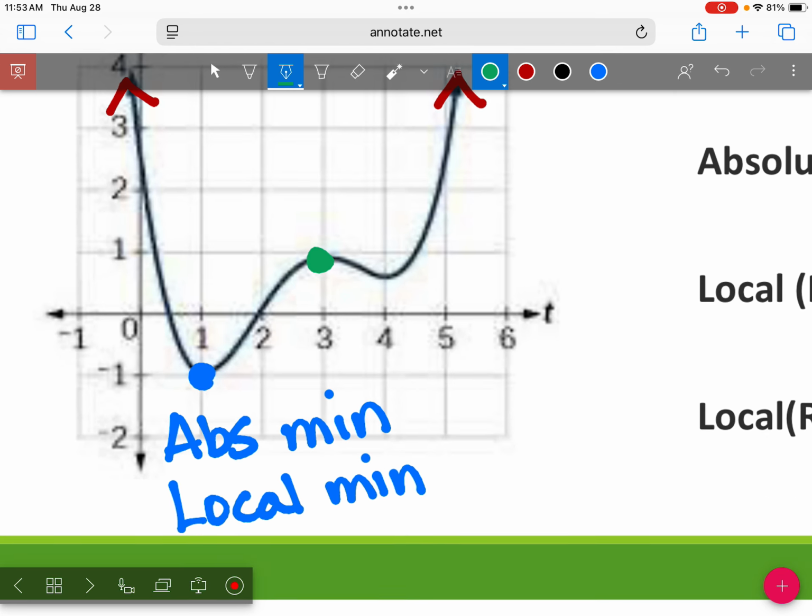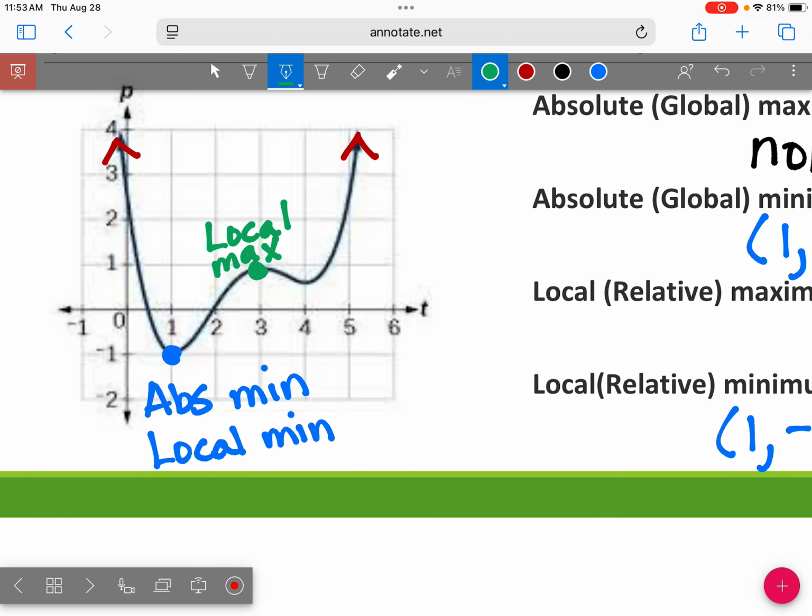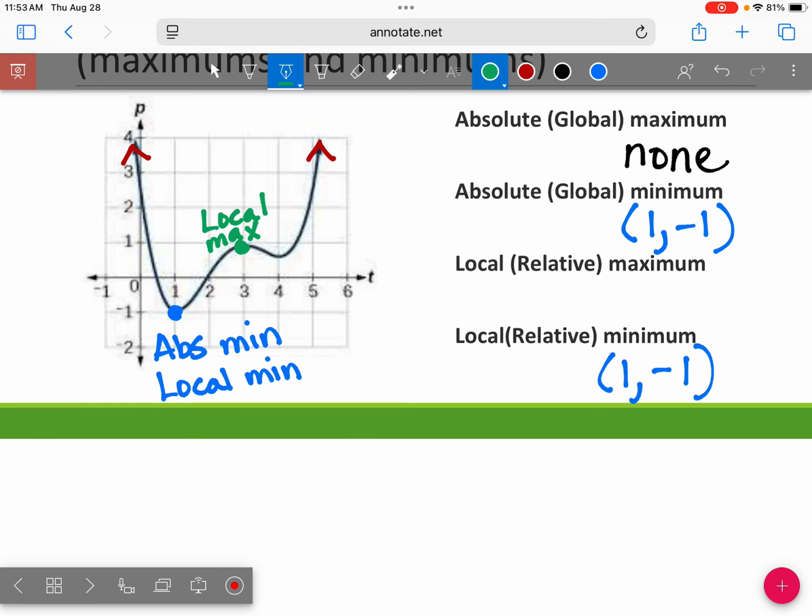It's a little bitty hill. It's not a big hill. It's just a little tiny hill. That would be called a local max. And that point is approximately at 3, 1.